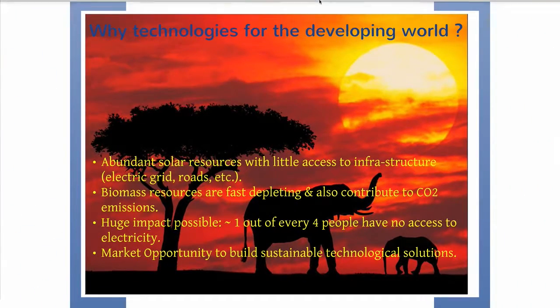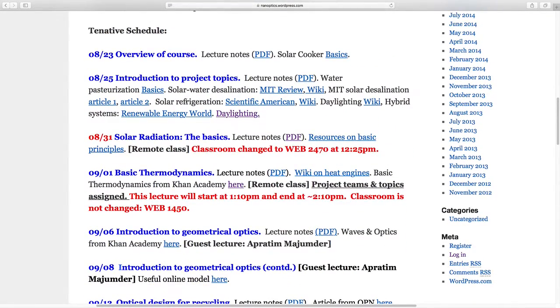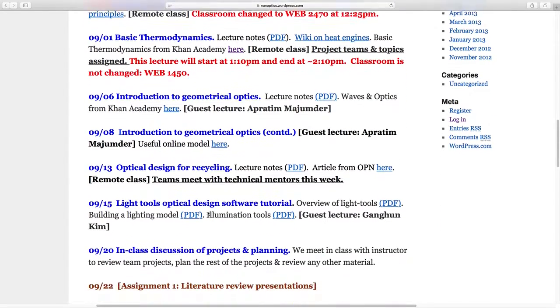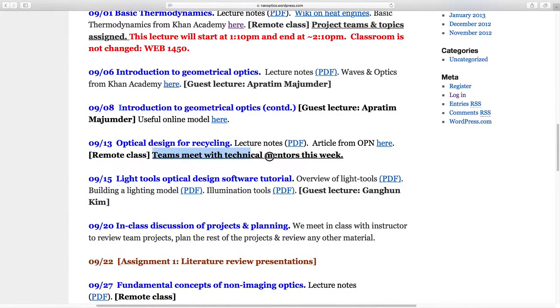Now, okay, before I go to this, let's just show you what I have in mind about the schedule for the meeting with the mentors. So I put things like this. I said teams meet with technical mentors this week. You see that there? Which basically means anytime this week, second week of September, you need to schedule a 1 hour meeting with the mentor. Talk to them, explain where you are, and they're supposed to give you feedback and guide you on your project. So you're going to meet that week, and I'm going to assign the mentors too, by the way.